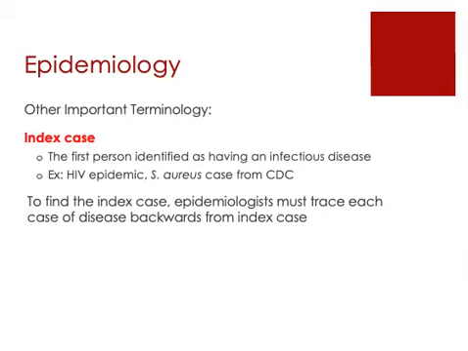In order to figure out who the index case is during an epidemic, epidemiologists have to work hard to trace every known case of the disease backwards in terms of who that person may have come in contact with. You can imagine that's a very tricky thing to do, and it takes a lot of time, a lot of effort, and a lot of people to track backwards to the index case.